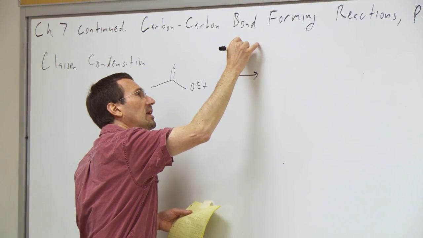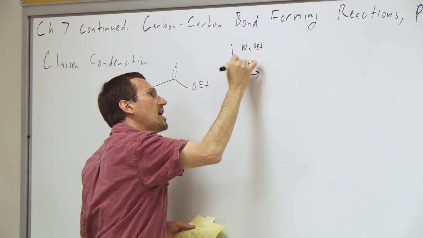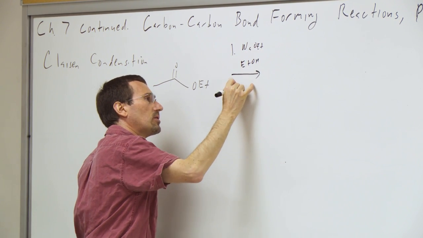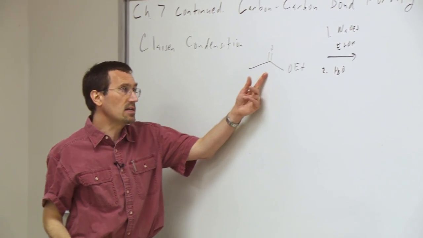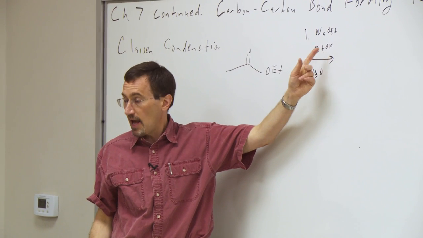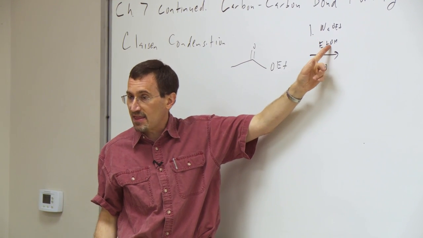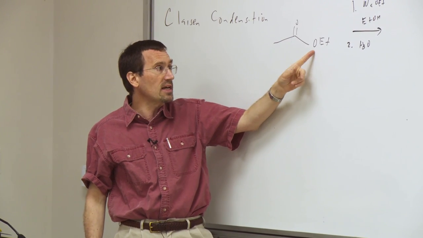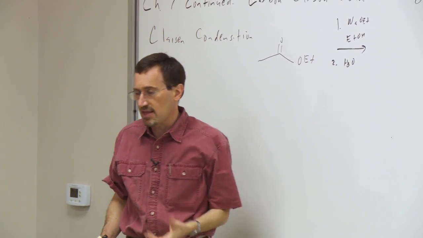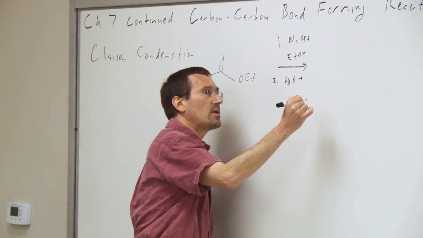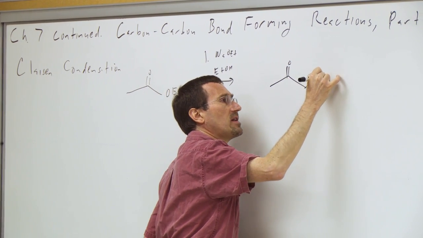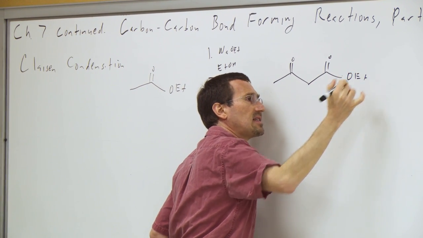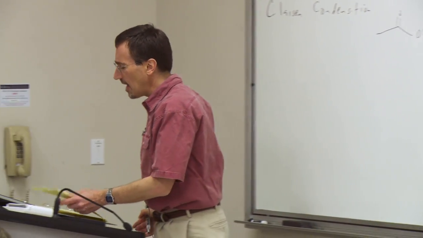So the classic Claisen condensation would be you take an ester like ethyl acetate. You cook it up with a base, and that base better darn well be an ethoxide base, not hydroxide, or you're just going to hydrolyze your ester. So if you're using an ethyl ester, use sodium ethoxide in ethanol. If you're using a methyl ester, use sodium methoxide in methanol. Carry out an aqueous workup, and you get a 1,3-dicarbonyl compound. The simplest example is self-condensation of ethyl acetate to generate ethyl acetoacetate.